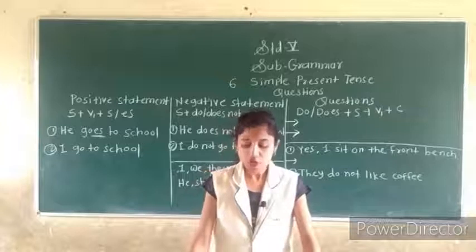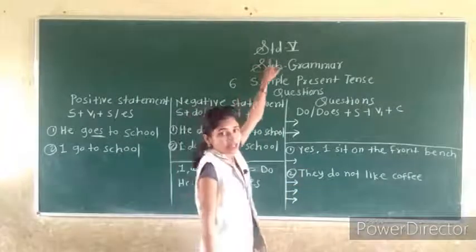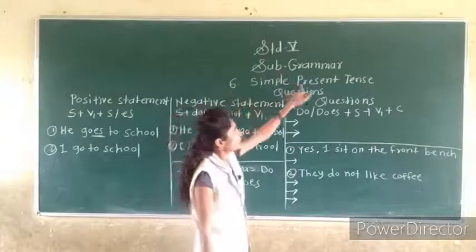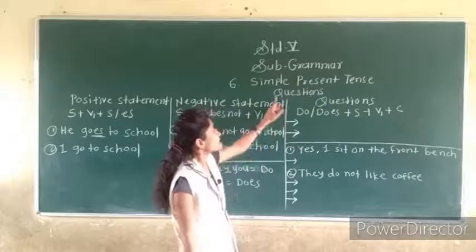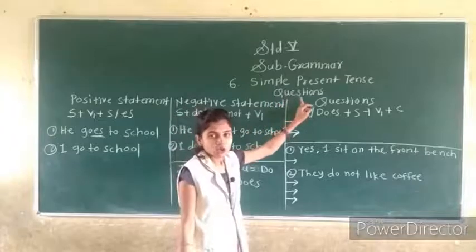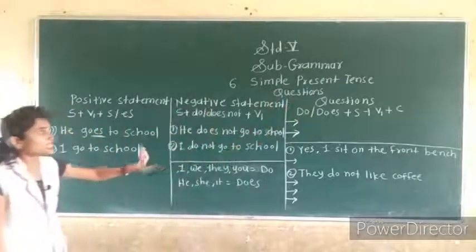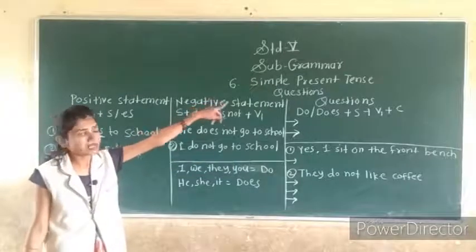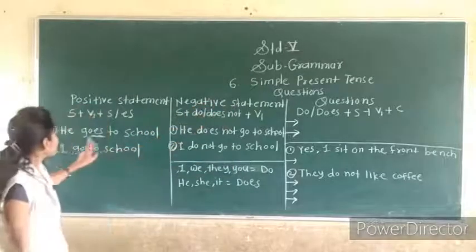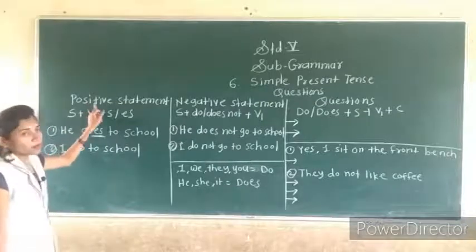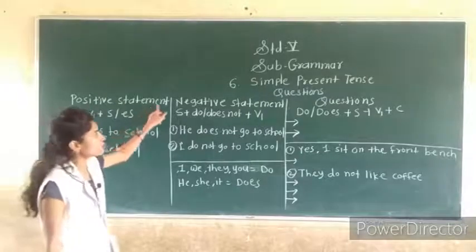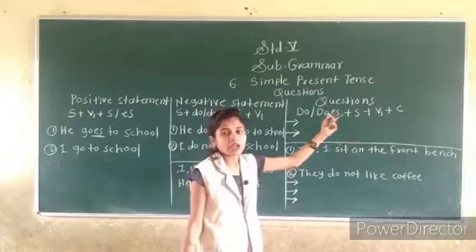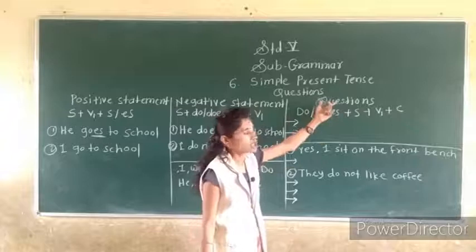I am Akasha Naikude. Today we are going to start standard 5th subject English grammar, 6th lesson, it is simple present tense. In that, this depends on the questions. The 4th, 5th, 6th, these all 3 lessons depend on the simple present tense. In the 4th lesson we learn about the positive statement. In the 5th lesson we learn about the negative statement, and in the 6th lesson we are going to learn how to make the questions there.